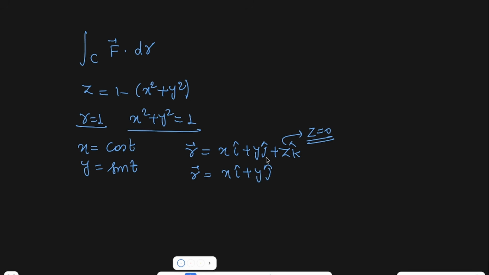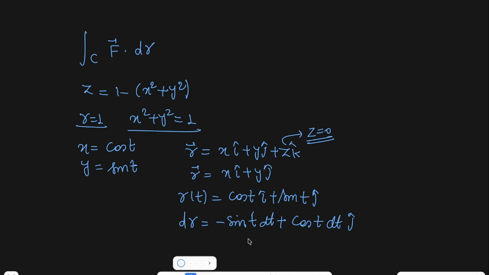Once that is there, r of t is going to be cos t i cap plus sin t j cap. Then you find its derivative, that is dr. The derivative of cos t is minus sin t i cap, so minus sin t dt will be there, and cos t dt will be there. Now here you simply apply these values and put f in terms of t also. Once you put it in terms of t, again you will get the same answer, minus pi. So the first part and the second part are both equal. This is the question, verify the Stokes theorem.